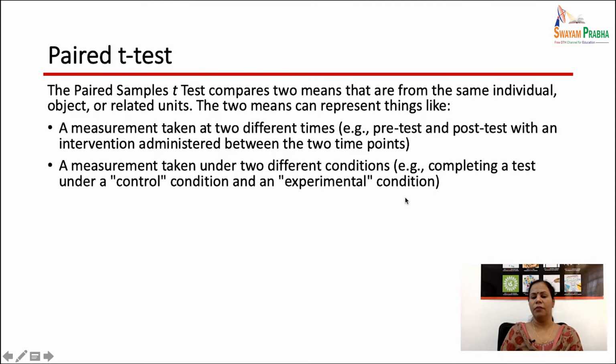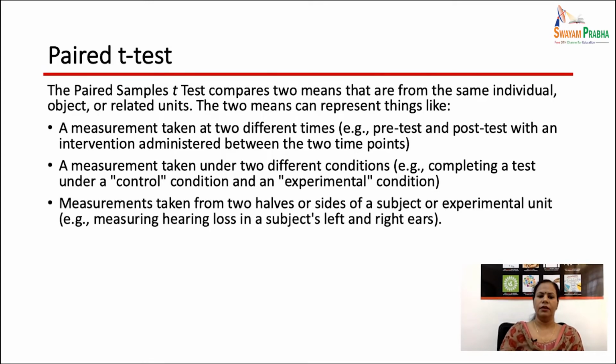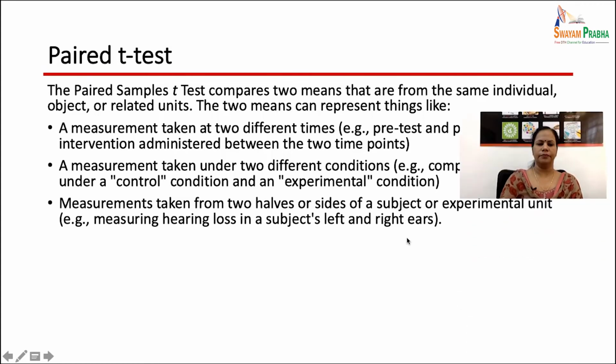For example, you might have heard about the crossover design, where the same sample may be in a control condition, or you may be giving them alternate therapies. Or you may have measurements taken from two halves or sides of the subject or experiment. For example, measuring hearing loss in a subject's left and right ear. So the same subjects are there, but you have data from the same subjects, like the hearing loss measurement from their left ear and right ear.